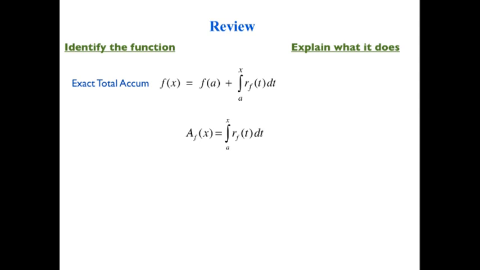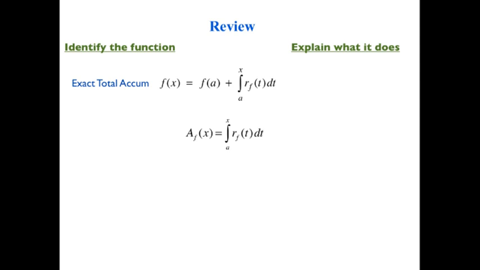Yeah, exactly right. She said it accumulates values starting from a up to x as t changes from a to x, accumulates all those changes in f, and then it adds on all the accumulation from before, starting at f of a. And so then what's the result? What does it give all together? It gives the total accumulation.